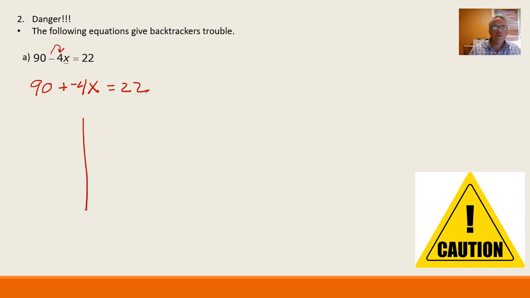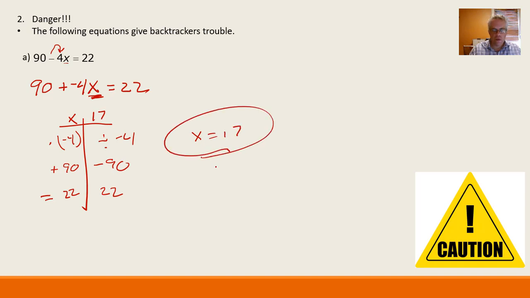Now we can backtrack this as usual. Start with x. X is right here. The first thing we're doing is multiplying by negative 4. So we're timesing by negative 4. That should be multiplication. We're adding 90. 90 is being added to negative 4x. And it equals 22. So we're going to do 22 minus 90 divided by negative 4. And when we do that, you get 17. X equals 17 is the solution.